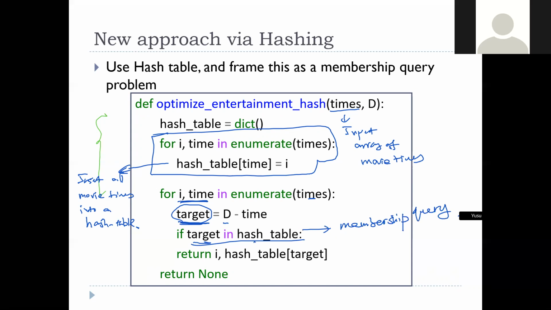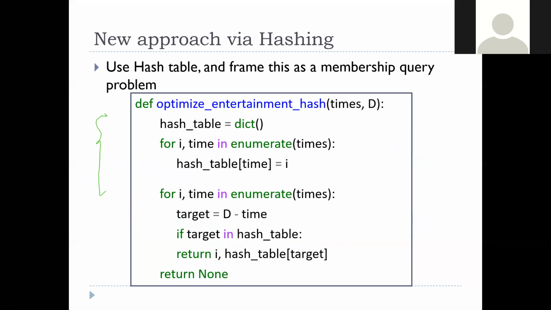Okay, and yes, if you found it, you simply return it. If not, if after you check all the movies you still didn't find it, then you return none. Okay, so what is the expected time complexity? Well, the expected running time is that, so expected.